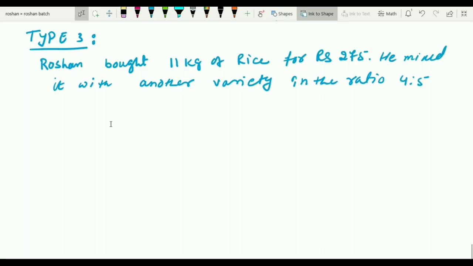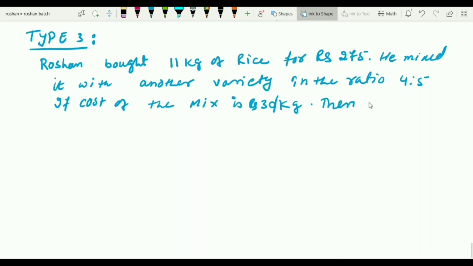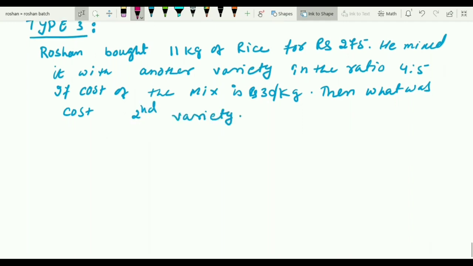He mixed it with another weight in the ratio 4:5. If the cost of the mixture is 30 rupees per kilogram, then what was the cost of the second variety? Always come back and draw the diagram.